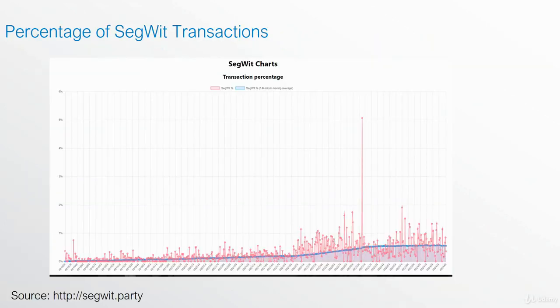In this chart, I'm right now showing the percentage of transactions that are segregated witness. And what you're going to see is, as time goes by, more and more segregated witness transactions will be forming part of the mix of Bitcoin transactions that are taking place. This will eventually lead to less congested networks, and it should also reduce transaction fees.